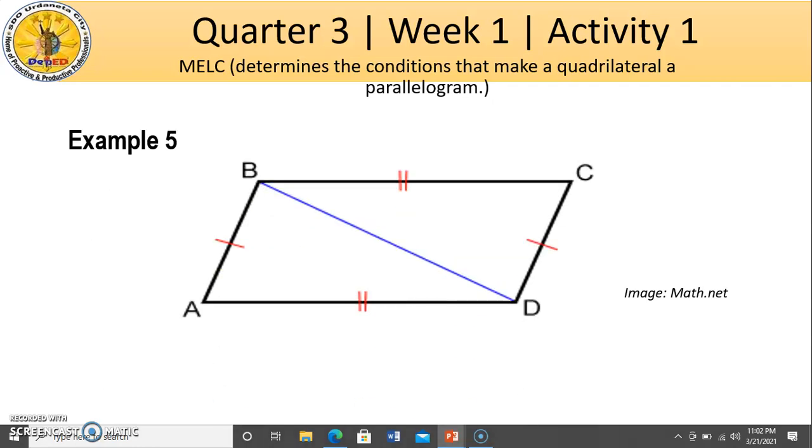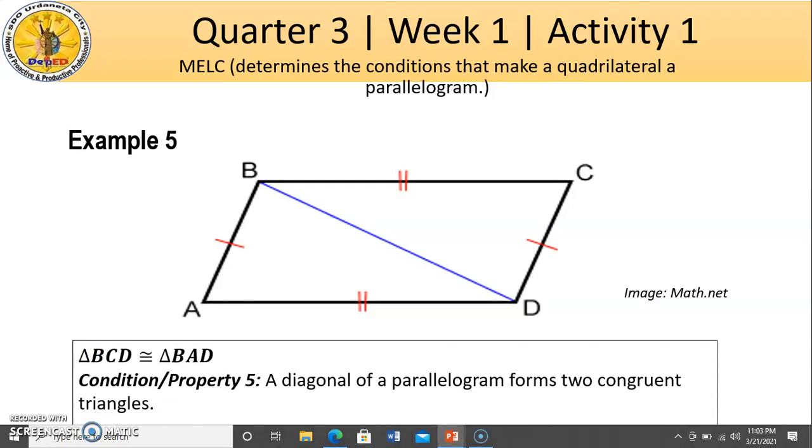Example number 5, we have again parallelogram ABCD. Then we have triangle BCD is congruent to triangle BAD. The condition or property number 5, a diagonal of a parallelogram forms two congruent triangles.